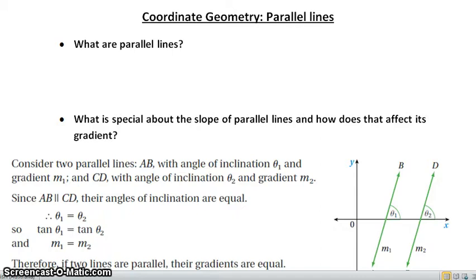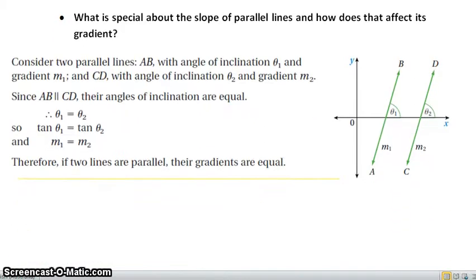What makes two lines parallel? I want you to have a think about that yourself, and we'll go through the answer in class. Secondly, what is special about the slope or gradient of parallel lines, and how does that affect its gradient? Let's have a think for a moment.